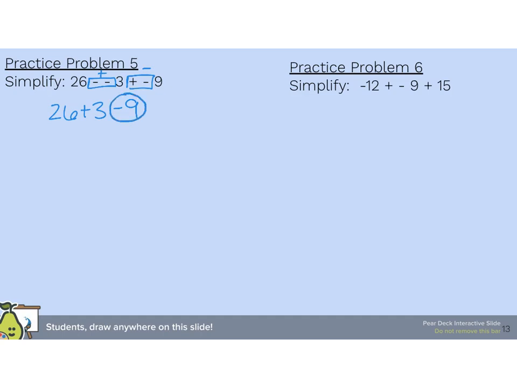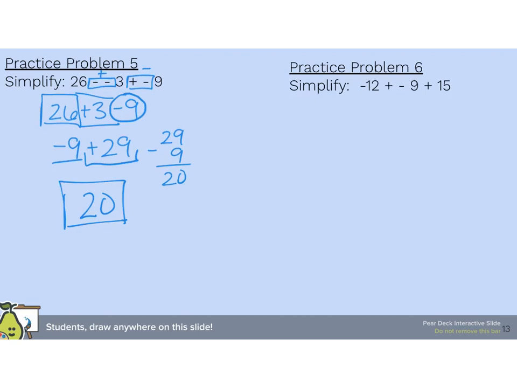Circling negatives. There's only a negative 9. Boxing positives. 26 and 3 is 29. They're positive. Last step. Different signs, subtract. This is 20. I have way more positives than negatives. Answer is positive.